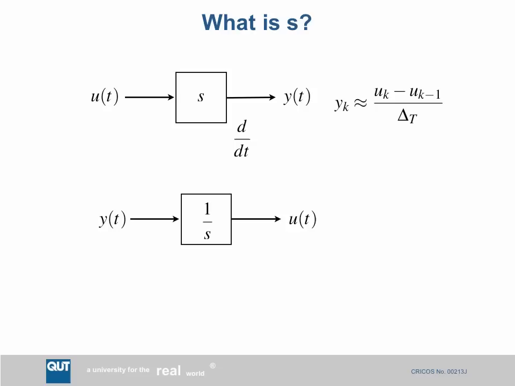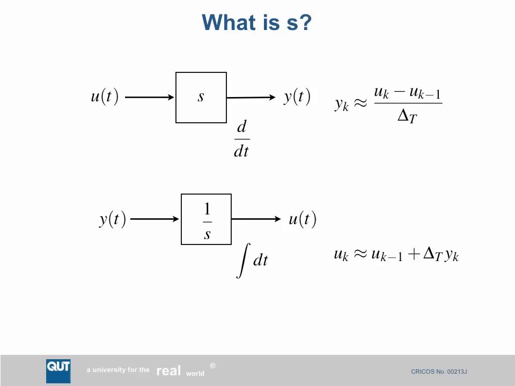So if we cascaded these two blocks, first of all, we take the derivative, then we take the integral, the result is effectively a piece of wire, right? S multiplied by 1 on S, the S's cancel out, all we're left with is the 1. Transfer function for a piece of wire. So what I've done is flip the block around, inputs become outputs, let's rearrange the difference equation, and now it looks like this. So what this is saying is, if this block truly is an integrator, then this difference equation expression must be the difference equation for an integrator.